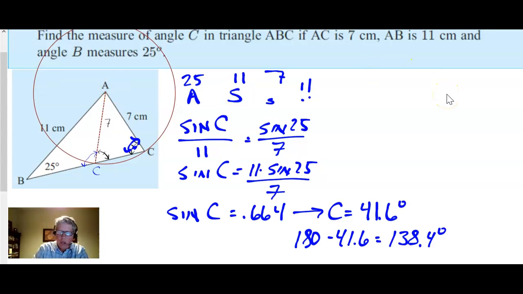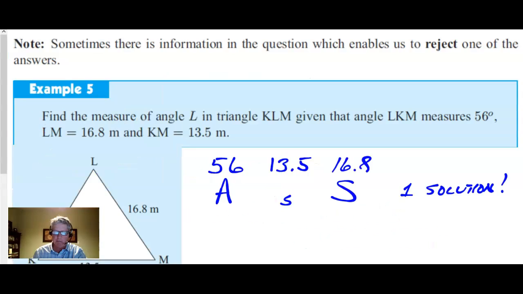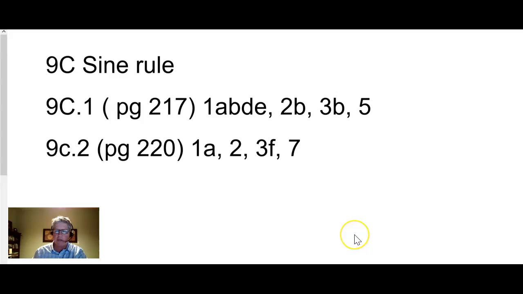What we found was 41.6. This is 41.6 because it's an isosceles triangle. Base angles are equal. We subtract from 180 and there's your 138.4. Two possibilities. That's as hard as it gets though. It's so easy to get that first angle and walk away. Don't freak out about this. Same problem. There you go.